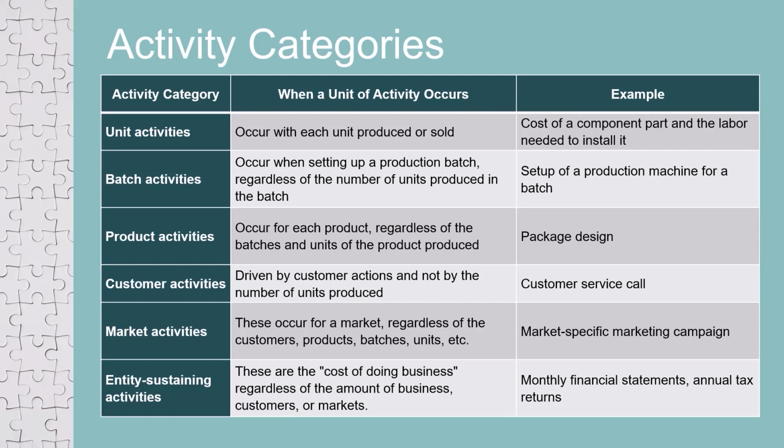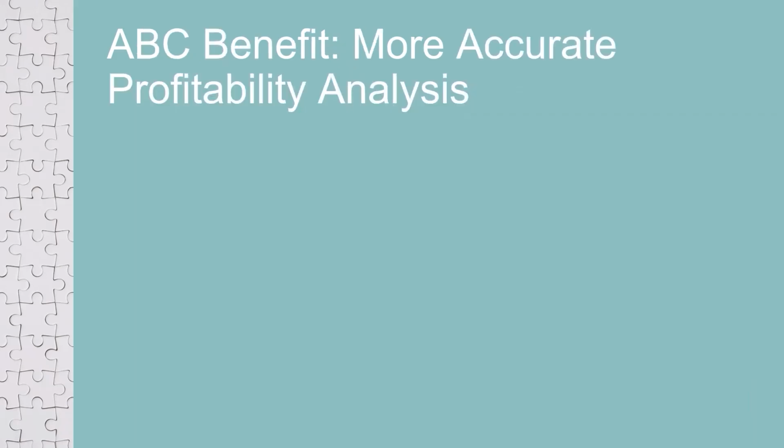Product activities occur for each product, regardless of the number of batches or units of products produced. An example is package design. Customer activities are driven by customer actions and not by the number of units produced. An example is a customer service call. Market activities occur for a market regardless of the customers, products, batches, units, etc. An example is a market specific marketing campaign. Entity sustaining activities are the cost of doing business, regardless of the amount of business, customers, or markets. Examples are the monthly financial statements and the annual tax returns.